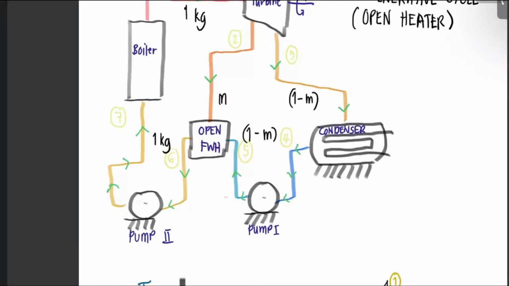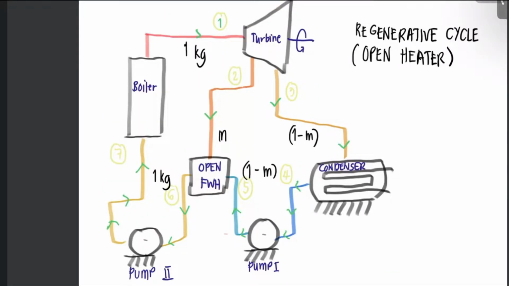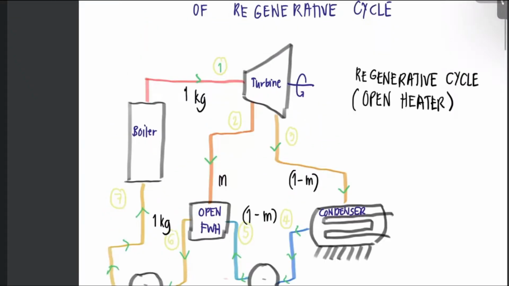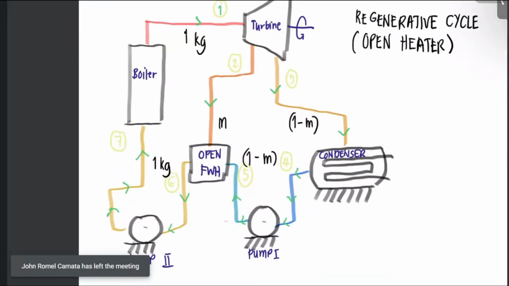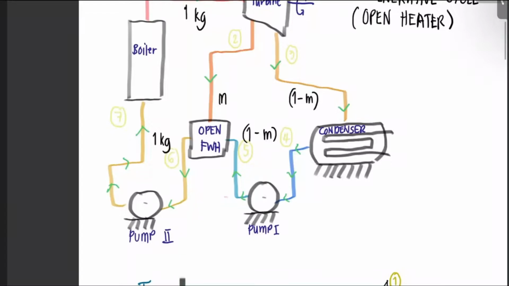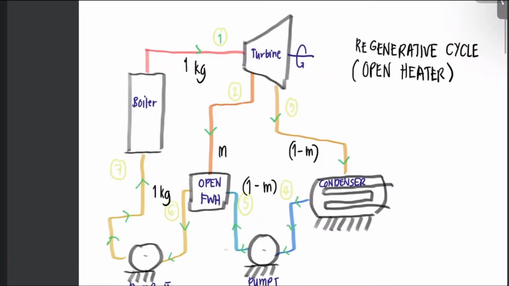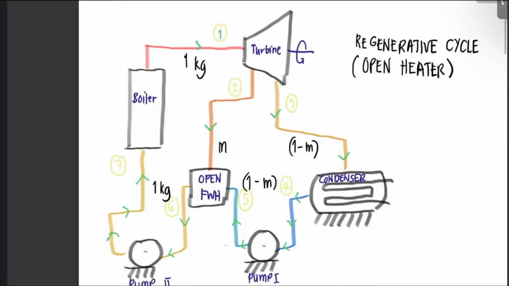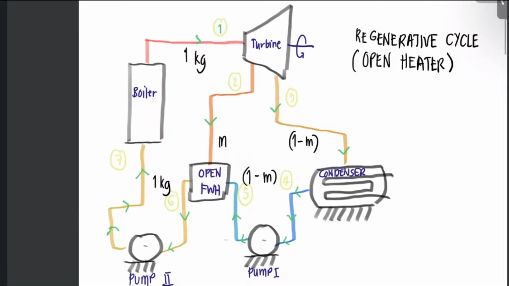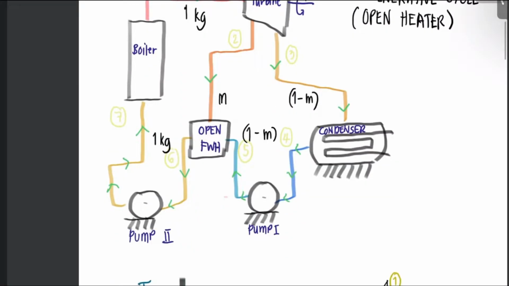So sa feed water, since this is an open feed water, magmi-mix ulit yung na-extract nating mass sa turbine. Okay? Magmi-mix ulit sila dito sa open feed water, so balik ulit siya sa 1 kilogram. Considering na 1 kilogram mass yung mass natin. Okay? And going back to the boiler. So, dapat alam niyo na yung processes natin dito, ha? Or energy balance during the cycle.